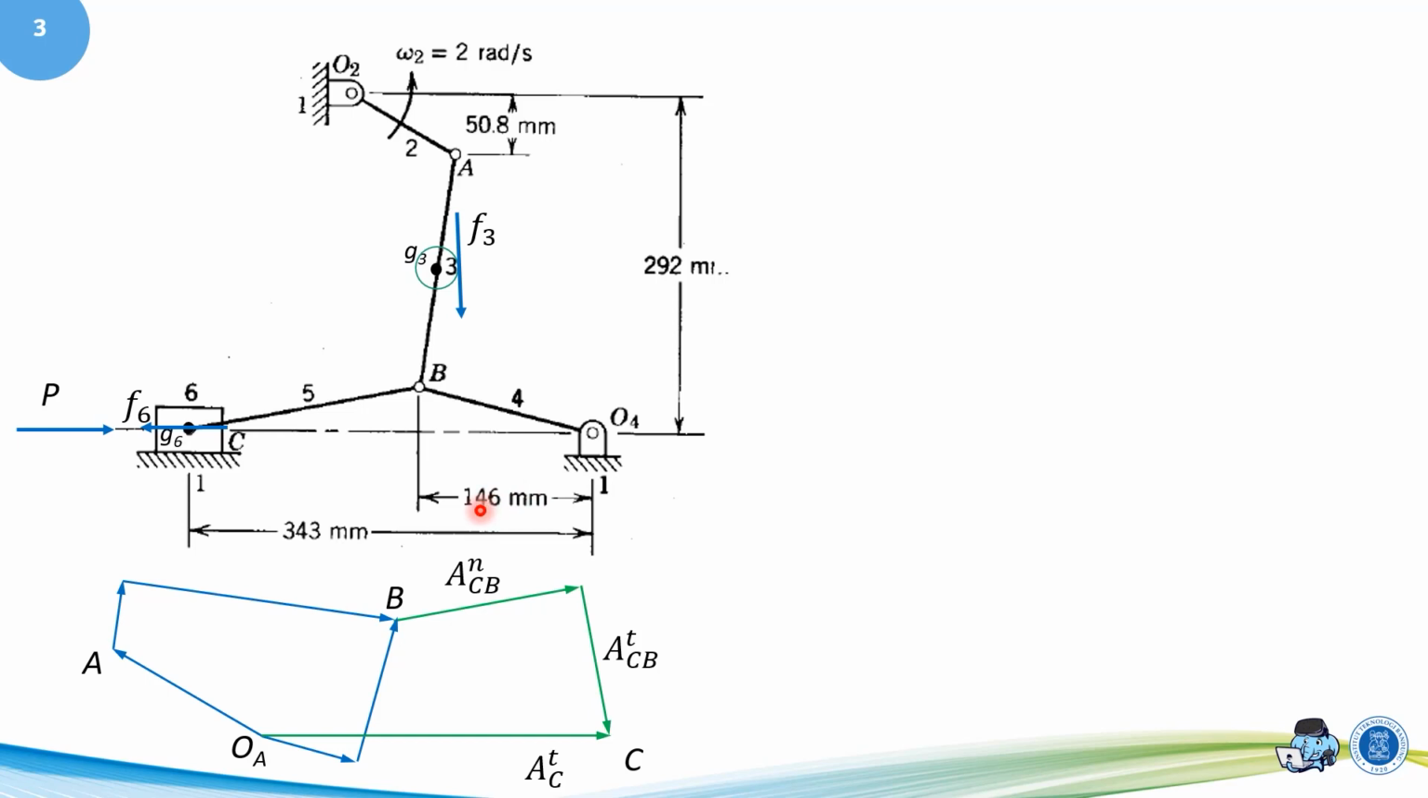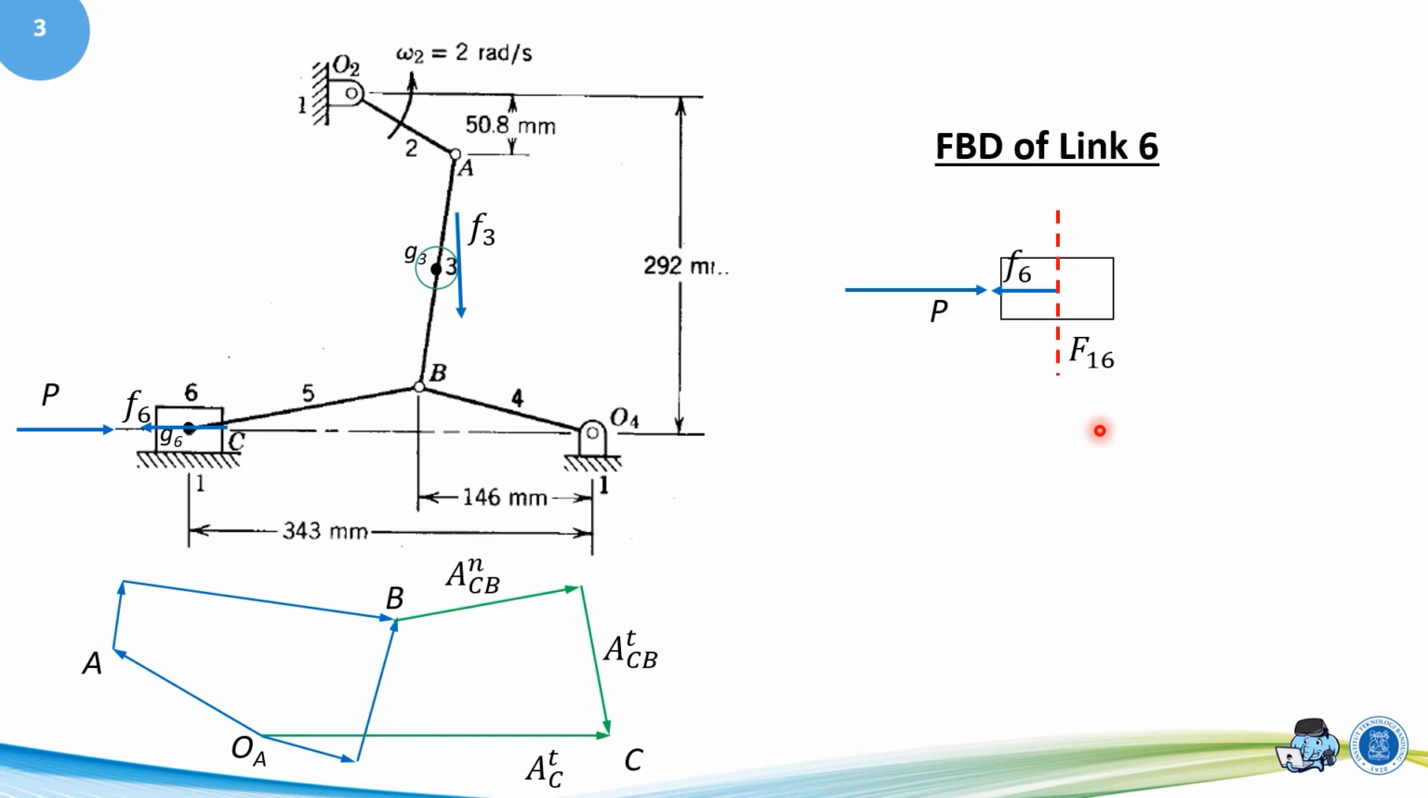Link number 4 and link number 5 are the two force members because there is no inertia force or external force working on link number 4 and link number 5. Next, we draw the free body diagram of link number 6. We have F6, the inertia force of link number 6, and the force P. Then F16 and F56. We know the direction of F56 because link number 5 is the two force member.